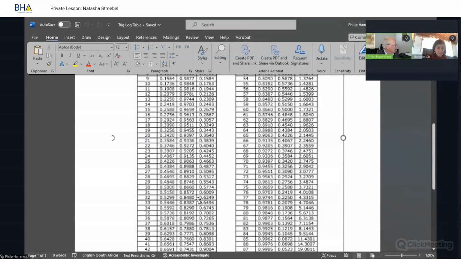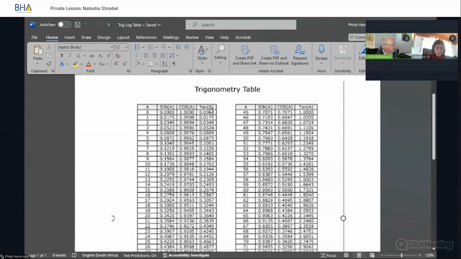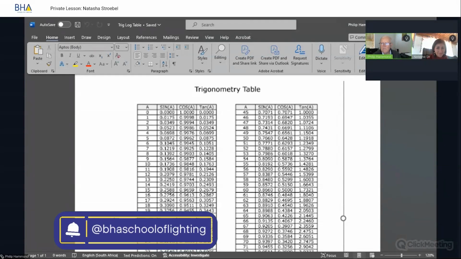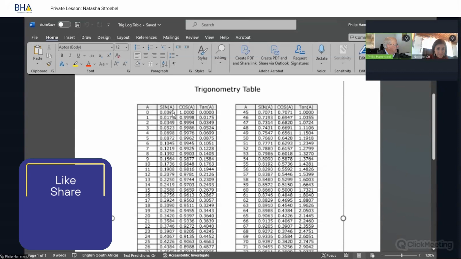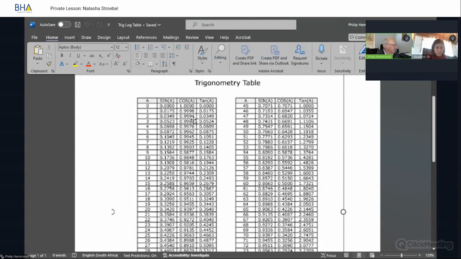So if we want to get the cosine, you'll see that this is a trigonometry table. Don't be frightened by the word trigonometry table. We'll say it's a convenient table. All right? Call it a convenient table. And there are three columns. There's a sine, S-I-N. There's cos, which is C-O-S. And there's tangent, which is T-A-N. But let's go and look.